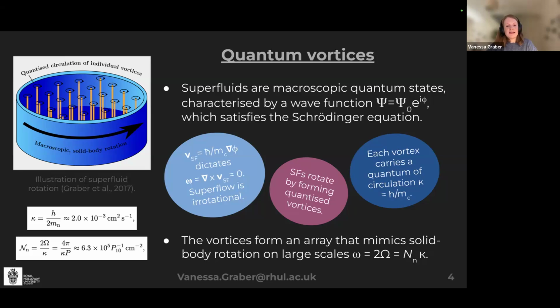So we have roughly 10^5 vortices per square centimeter for a neutron star that rotates at 10 milliseconds. If you extrapolate this to the entire neutron star, you have on the order of 10^17 vortices.